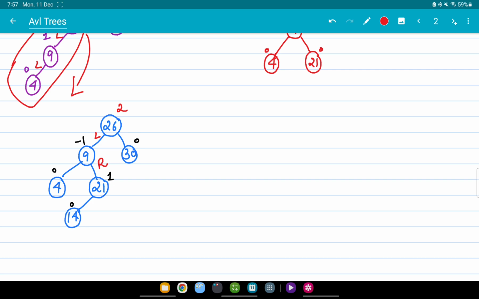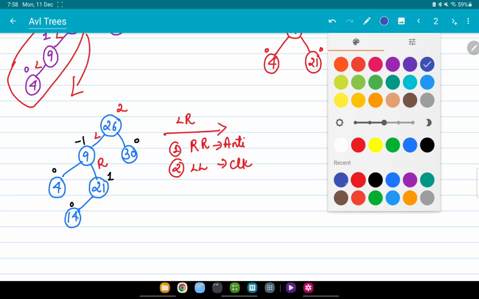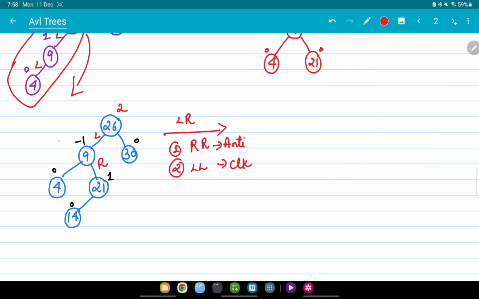Now I'm trying to balance this part. So we have one L over here and one R over here, which means I have to perform LR rotation. And in LR rotation, first you perform RR and then you perform LL. In RR, we are going to do anti-clockwise. In LL, we are going to do clockwise. And we will be performing this rotation on these 3 nodes, that is 26, 9 and 21.